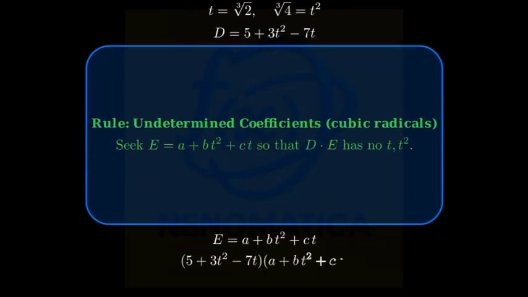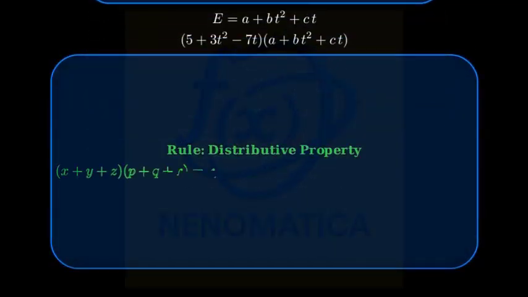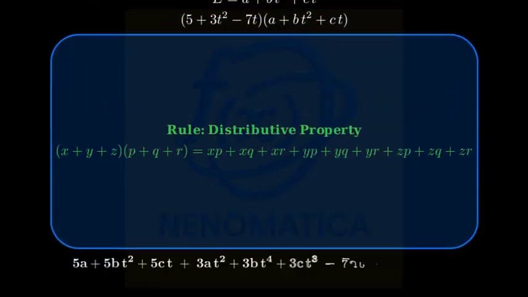Step 2. Multiply the denominator d by an unknown linear combination in the basis 1, t squared, t: e equals a plus bt squared plus ct. Now expand the product d times e carefully.